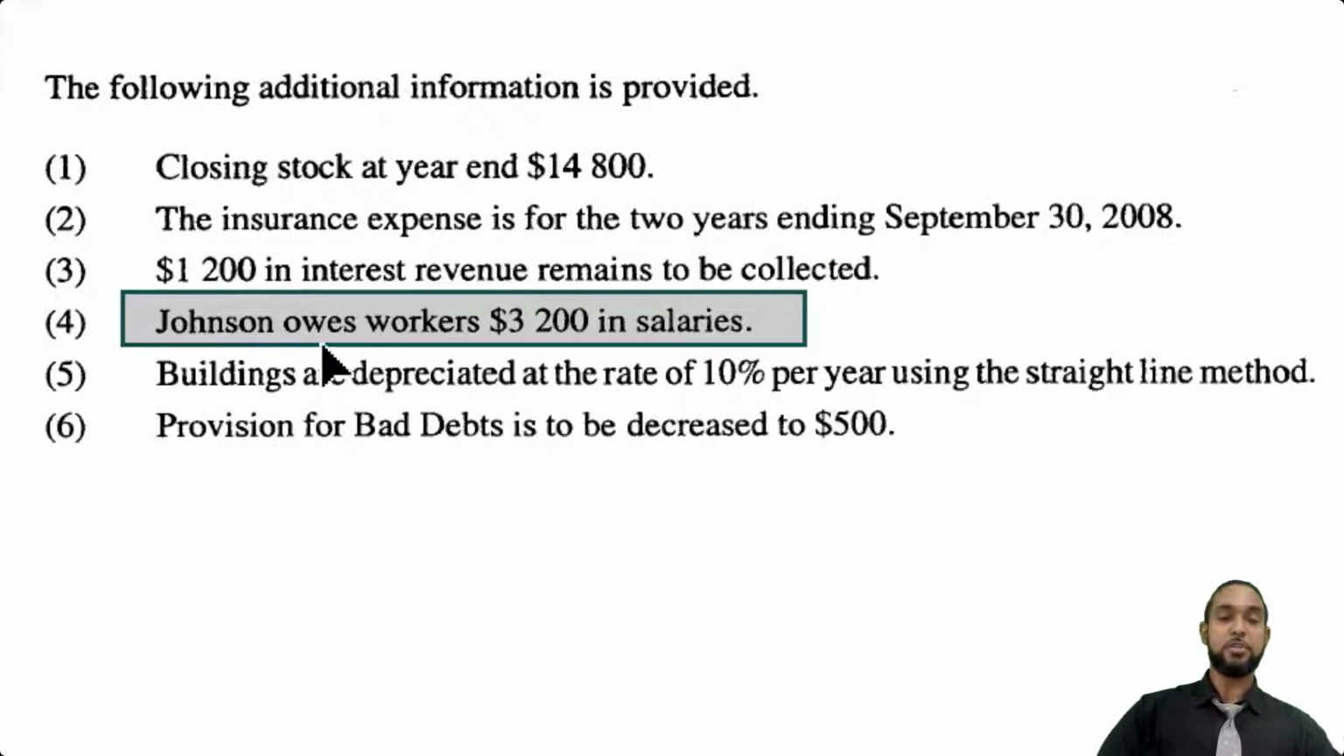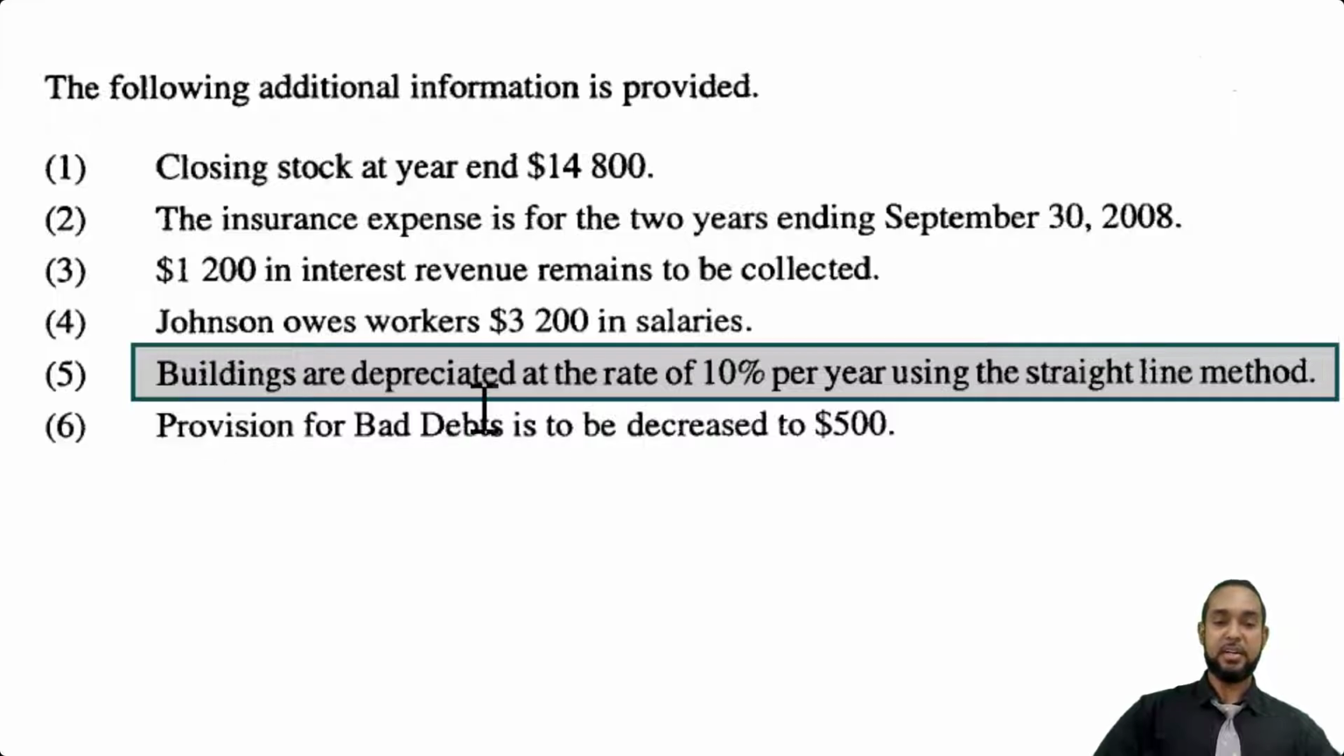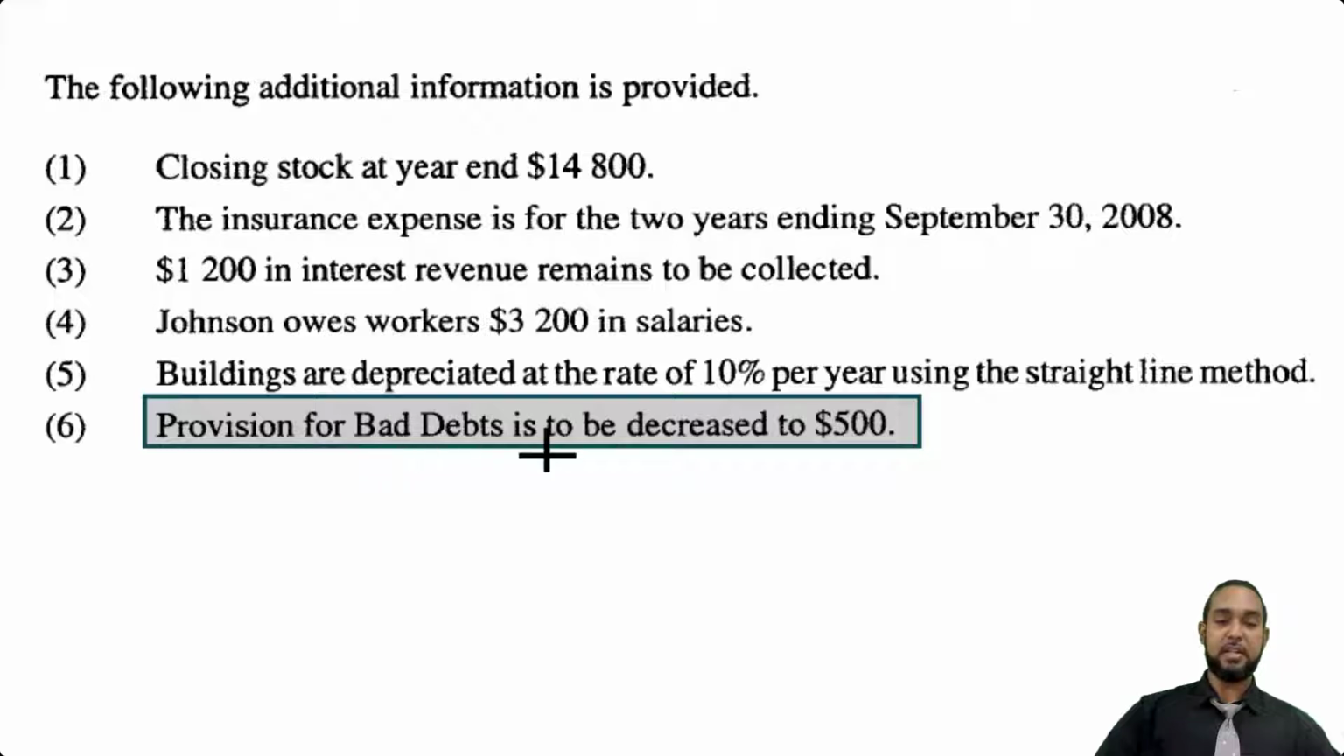Next, 4. Johnson owes workers 3,200 in salaries. So that's an accrued expense, which again we'll add to the salaries figure in the list of balances above to get the income statement figure. Next, buildings are depreciated at the rate of 10% per year using the straight line method. Okay, straight line method, you're just going to multiply that 10% by the cost. And finally, provision for bad debts is to be decreased to 500.